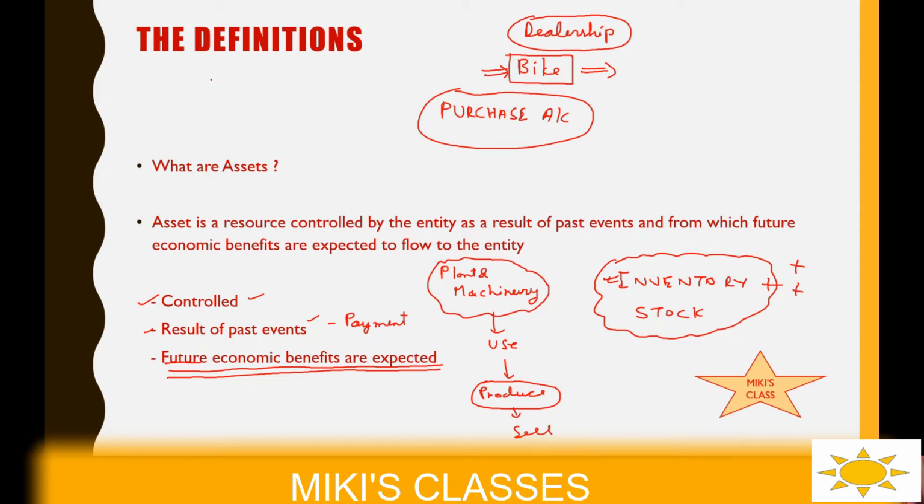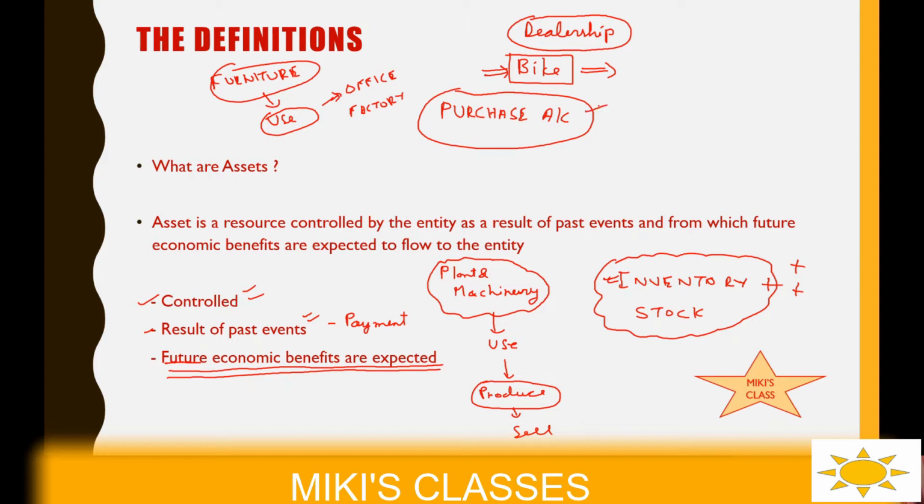Think of the example of, again, we have dealt with an example where your business had bought furniture. You bought the furniture, it is under your control, you made the payment, future economic benefits are expected. In this case, what is the future economic benefit? Again, you're going to use the furniture, right? For your office or for the factory, wherever you want to use the furniture. So once you use it, that will be future economic benefits.